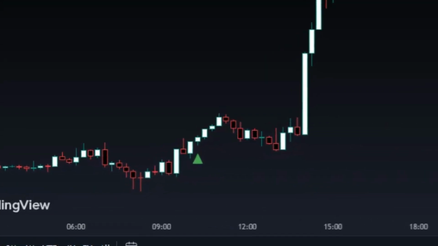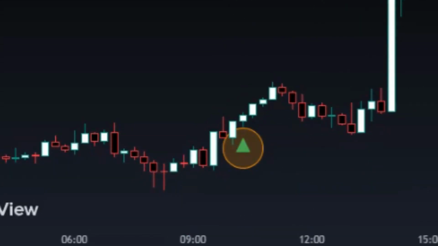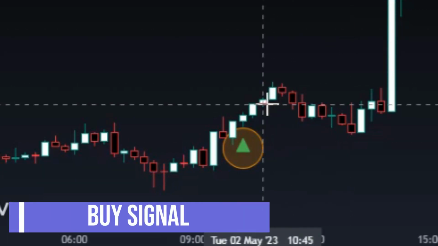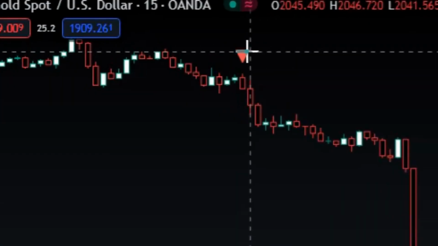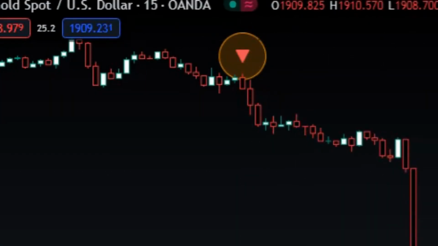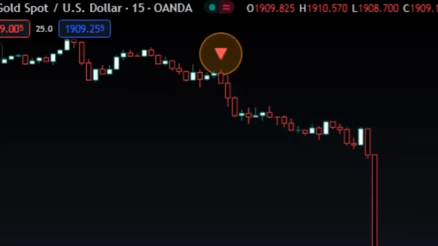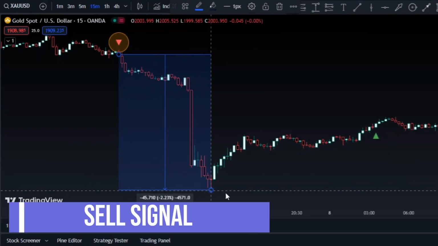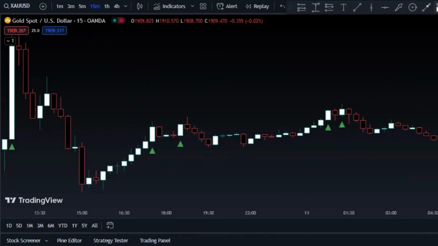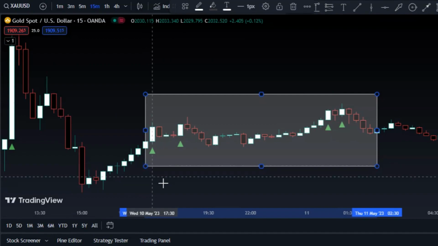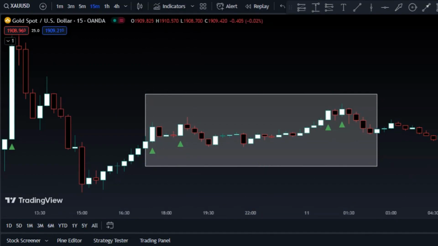So with this triangle below the candle, a buy signal has actually been given. And this triangle above the candle means a sell signal. But of course, sometimes inaccurate signals are also issued that you can eliminate by adding 2 more indicators.